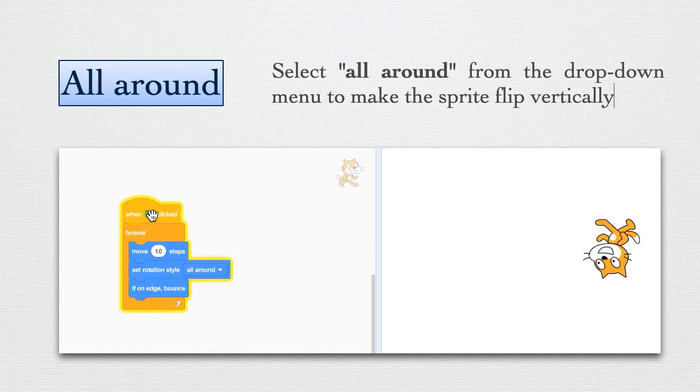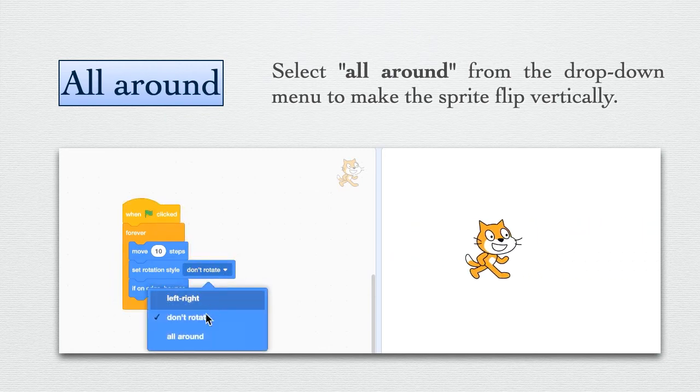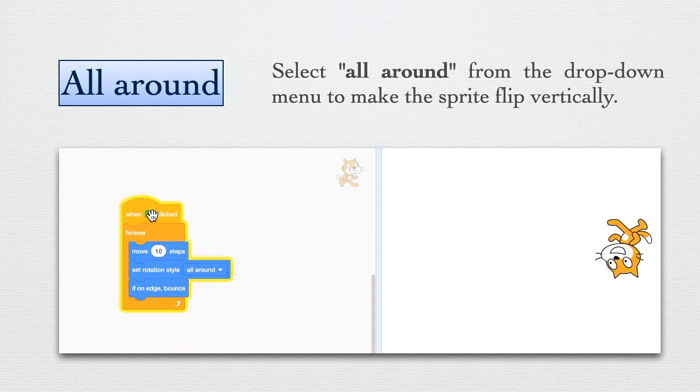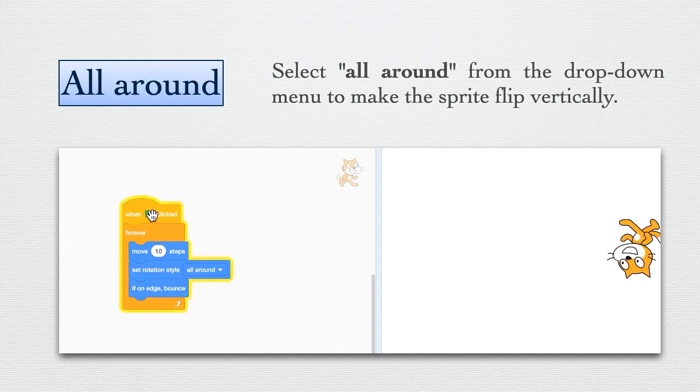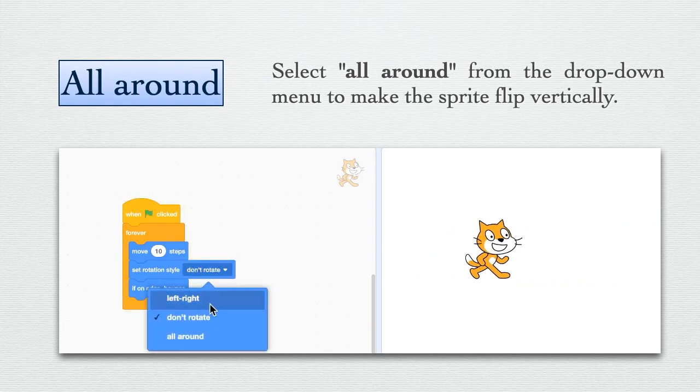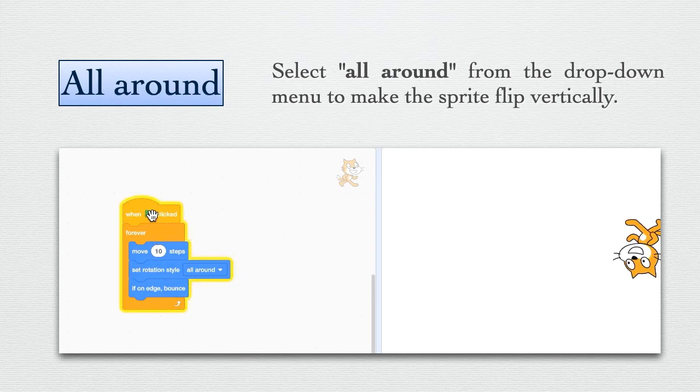And the last rotation style is all around. By default, if we are not using any block for rotation style, by default in our Scratch project, it is all around. It turns the sprite 360 degrees. It flips the sprite vertically and then our sprite moves. So if you want to flip your sprite vertically, you can change the rotation style to all around. As you can see here in the given video, after changing the rotation style to all around, and when the sprite reaches the edge point of the stage, it flips vertically and then starts moving.